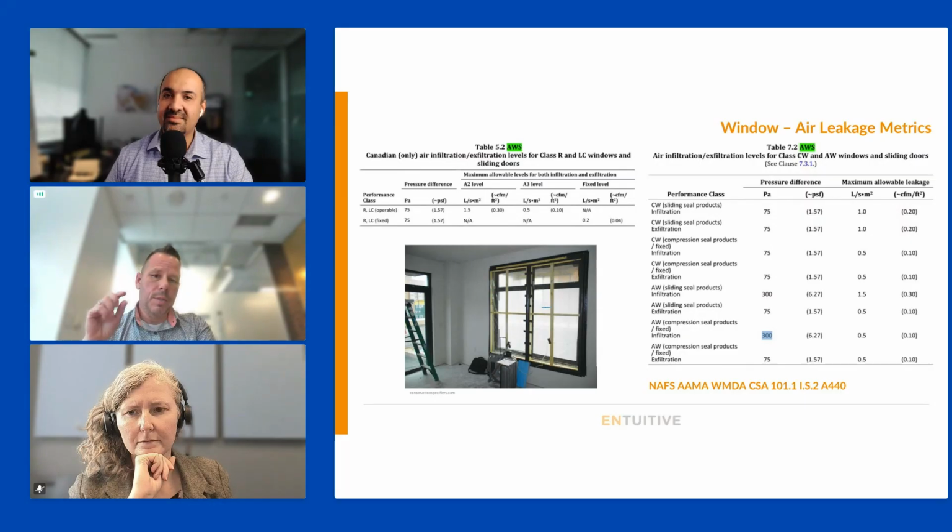I put in here some system values for windows. There are ways to test this. Keep in mind that when you're speccing AW and CW windows, AW specifically, the test pressure is much higher. So it's 300 pascals versus 75 for all other window products, and the leakage rate is the same as at the lower pressure. So it's a much tighter product. Just be very mindful when you're speccing a window. Make sure you're looking at the right air leakage number and the right air leakage pressure.